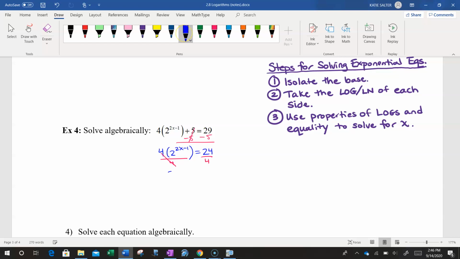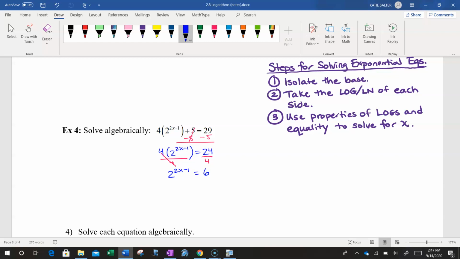So we get that 2 raised to the 2x minus 1 is equal to 6. Once we have gotten our base by itself, in this case our base is 2, we now can take the log or the natural log of each side. So anytime you have a problem that has base e, it's quicker and easier to take the natural log. Anytime you have a problem that is a base of 10, it's quicker and easier to take the common log.